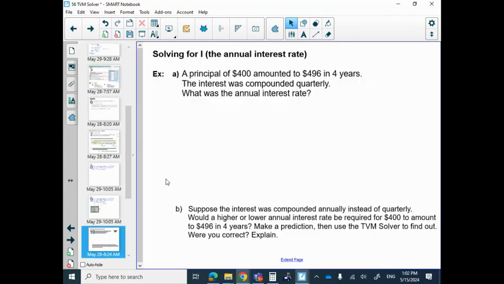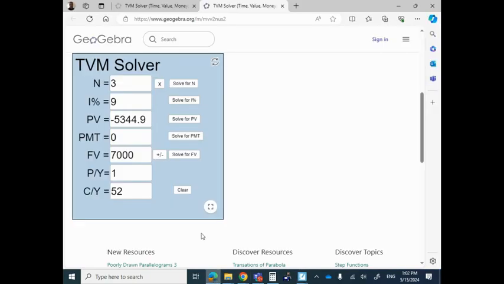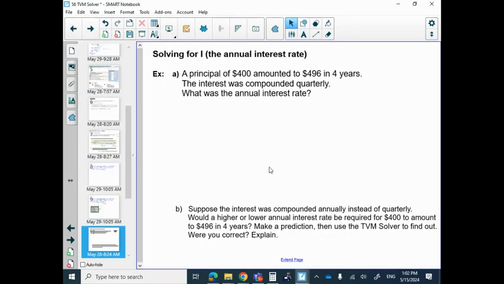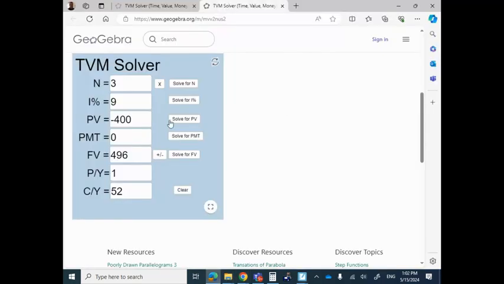And this one we're going to solve for the interest rate. So we have an amount of $400 that's going to amount to $496 in 4 years. That means we have 400 to start with. Take out $400, put it in the TVM solver. It grows to be 496 that you're going to take out of the TVM solver and put in your account, so that's a positive for you. In 4 years, we'll make that be a 4.